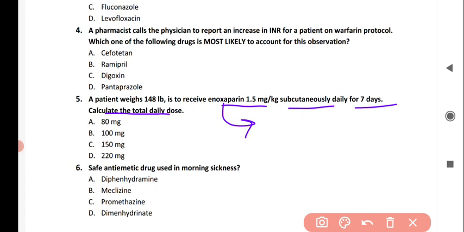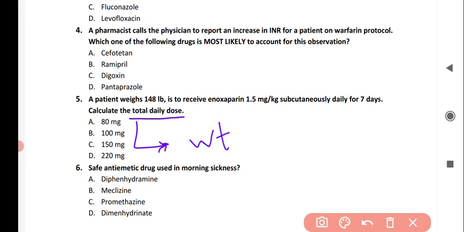So in that case, enoxaparin is given. So the dose is 1.5 mg per kg subcutaneously daily for 7 days. Now we have to find the total daily dose. So there is a simple formula to calculate the total daily dose. Total daily dose is equal to the weight of the patient multiplied by the dose.